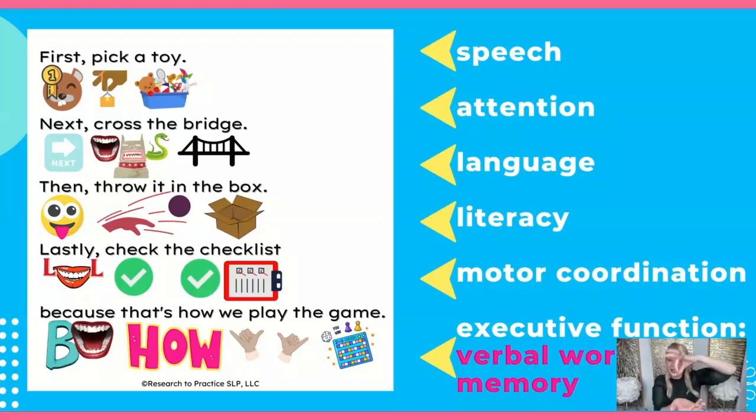First, pick a toy. Next, we're going to cross the bridge. Cross the bridge. Then we're going to throw it in the box. And lastly, we're going to check the checklist. You see this is multimodal, right? Because it always runs with the Z's. And then we raise our hands up. That's how we play the game.